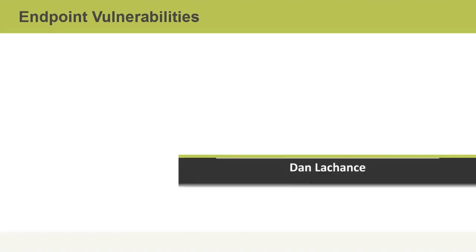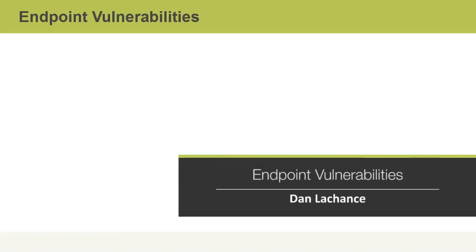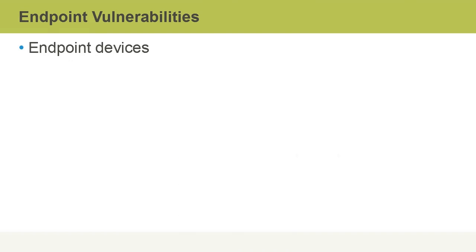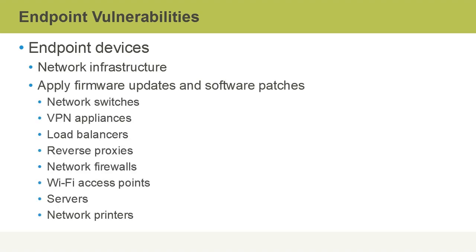In this video, I'll talk about endpoint vulnerabilities. When we talk about endpoint devices, we're really talking about two categories of devices. We're talking about user devices like smartphones and laptops, but at the same time, we're also talking about network infrastructure devices. Either way, depending on the type of solution we have, it might be hardware or it might be software, we need to make sure we apply firmware updates, or if it's software, patches to fix any security issues.